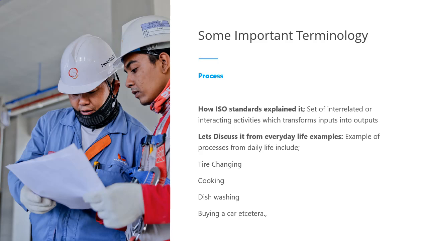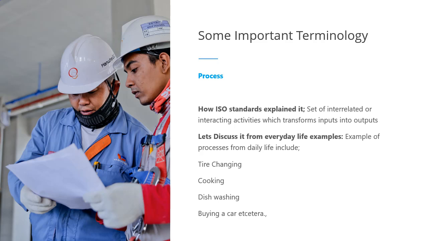The first terminology we shall discuss is process. The ISO standard explains it as a set of interrelated or interacting activities which transform inputs into outputs. Let's discuss it with everyday life examples. You must have seen similar processes in your life, for example, tire changing, cooking, dishwashing, buying a car, etc. If you think of any of these processes, you will note that they are a combination of various activities which collectively make a complete process.